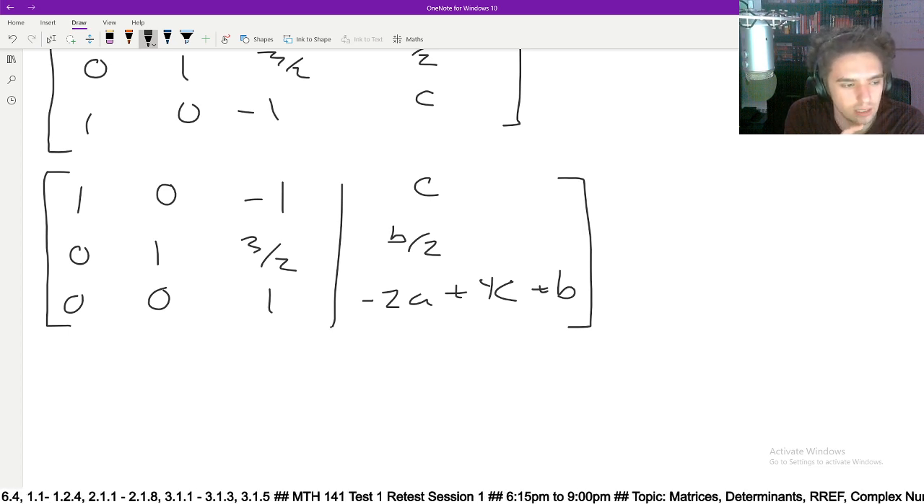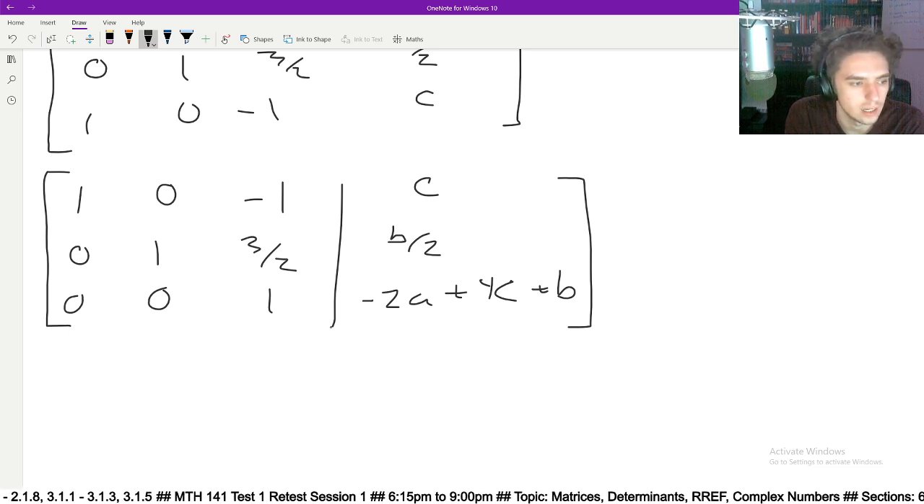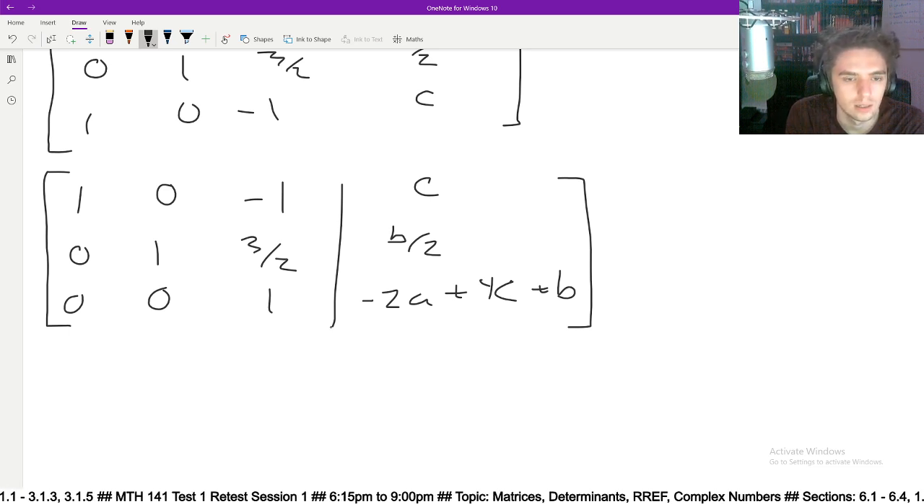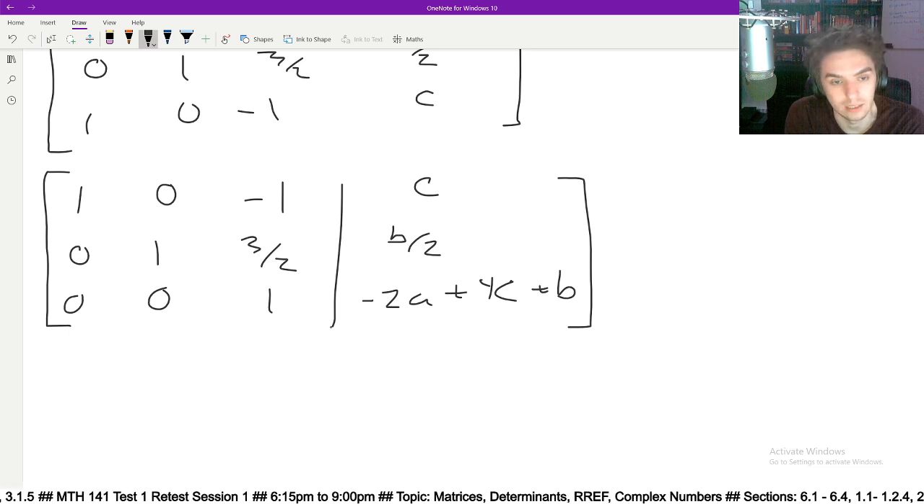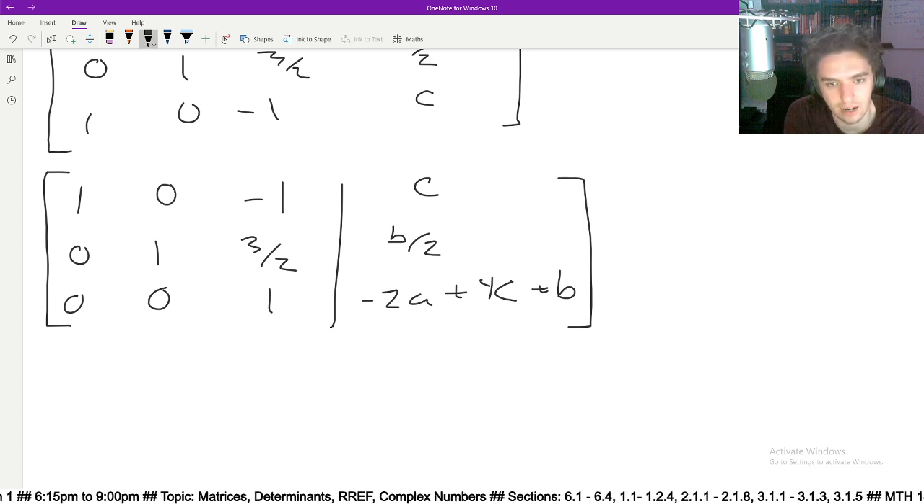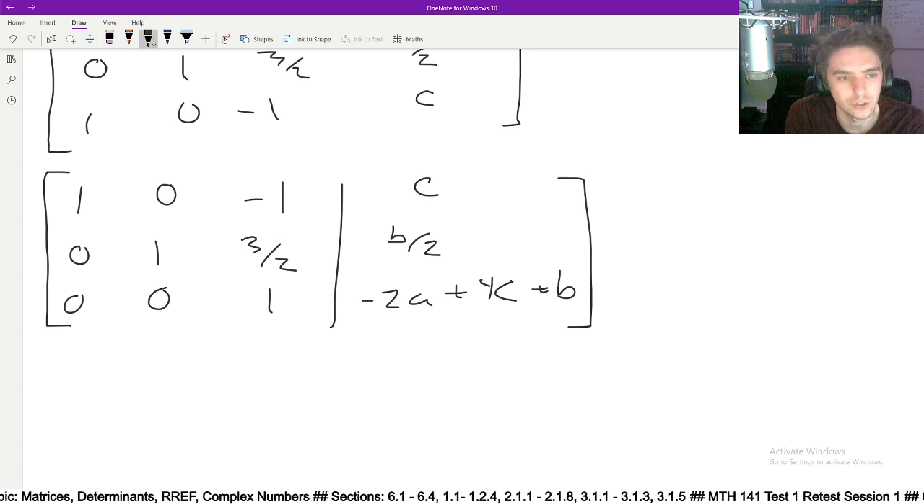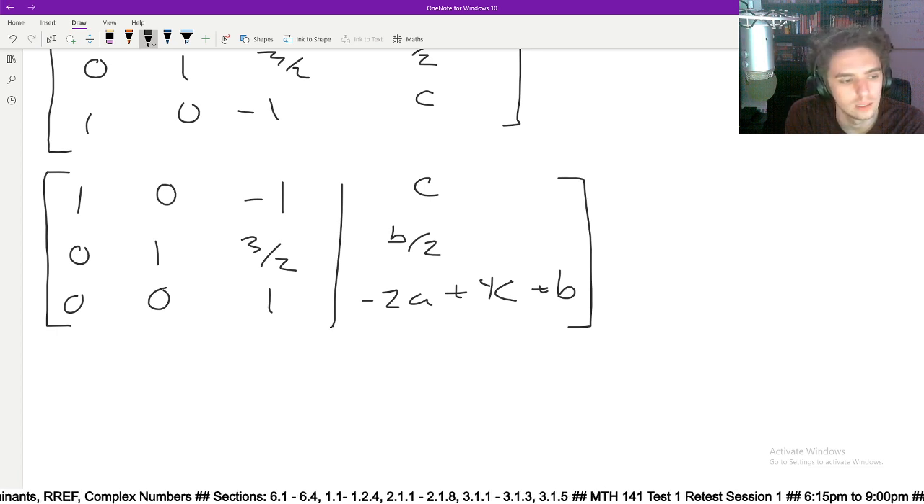One solution is A equals B equals C equals 0. And no solutions... Well, again, it looks like it has a solution, even here. How can this not have a solution? It has a leading entry in every column. I always say the wrong word. So it looks like it has to have a solution.